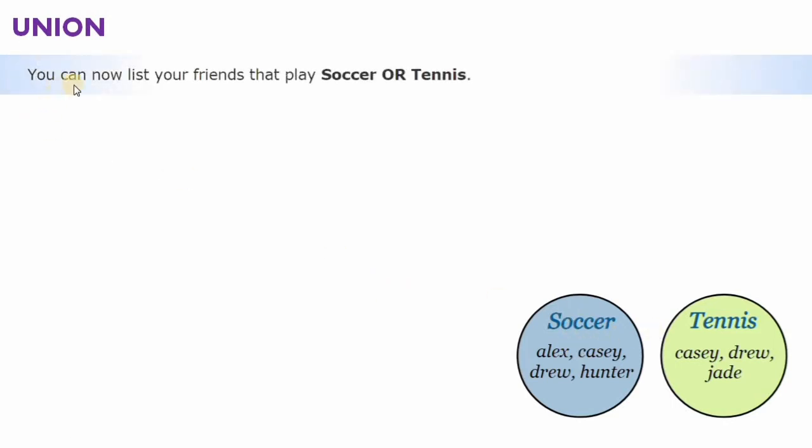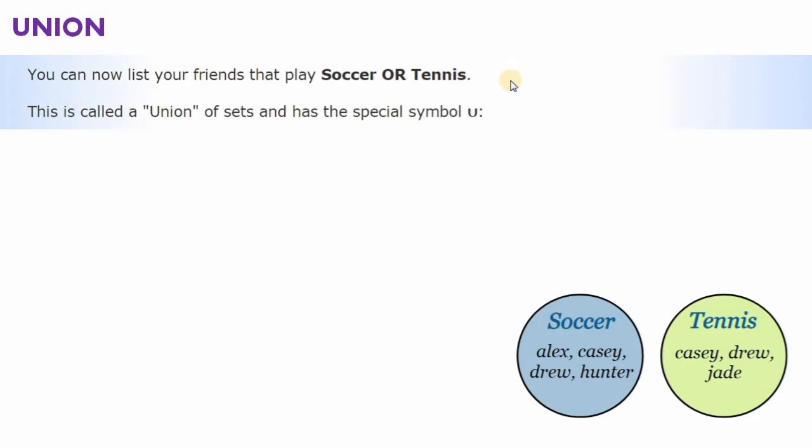The first topic for the day is union. Now what's the meaning of union? Let's understand using these two sets. You can list your friends that play soccer or tennis. Out of those 10 friends, you want to see who plays soccer or tennis. If you form such a set of friends playing soccer or tennis, that set is called the union of the sets and has a special symbol, U. This symbol is called union.